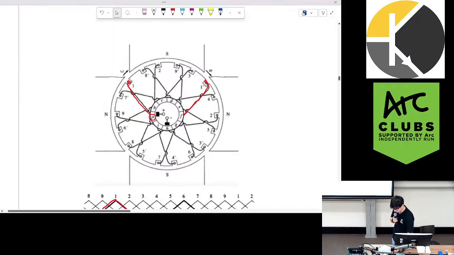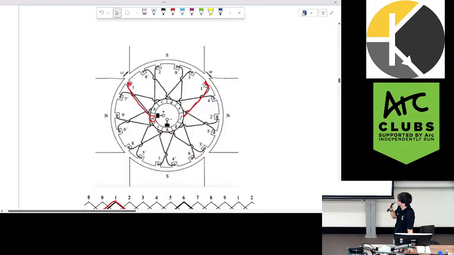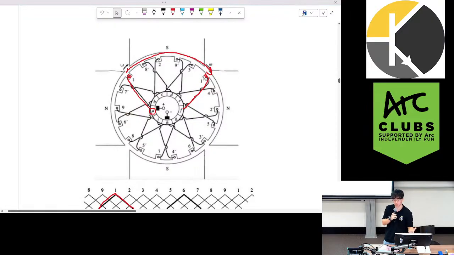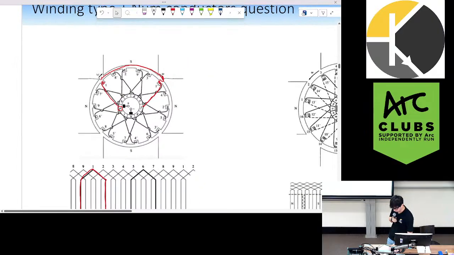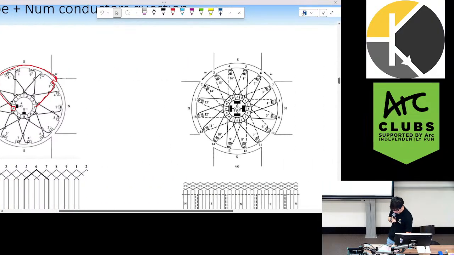If we look at the diagram, we have 4 poles, which means that each pitch from north to south will be 90 degrees. So that is seen by the connection of the coil, which is one end at 1 and 1 dash. These are 90 degrees apart. So that's another way of identifying wave windings from lap windings. I have one more diagram to go through.